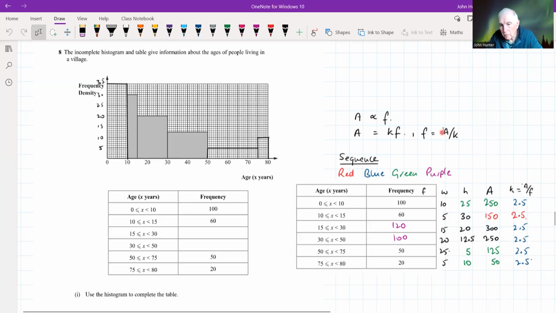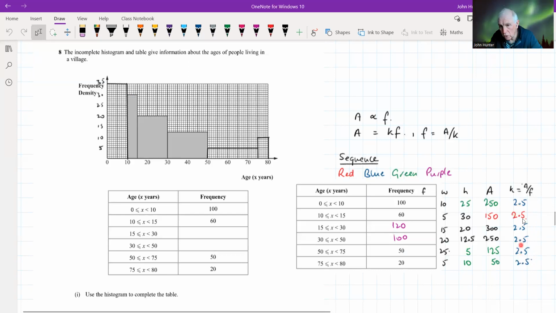Okay, so if it's got an area of 150 and a frequency of 60, that tells us that our constant, like an exchange rate, a proportionality constant, is 2.5. Now the 2.5 is going to apply to all of them. They're all going to have the same scaling factor.